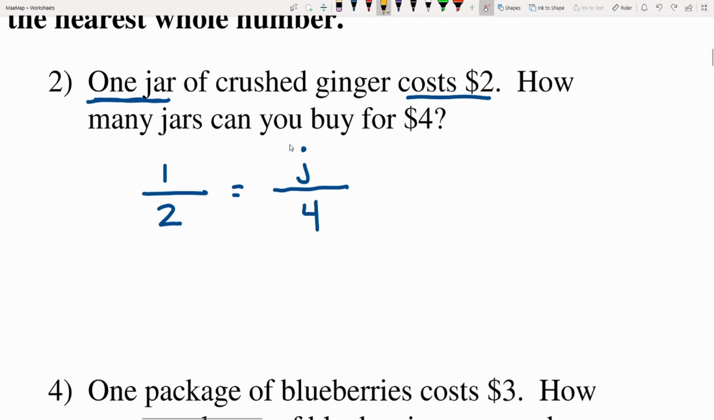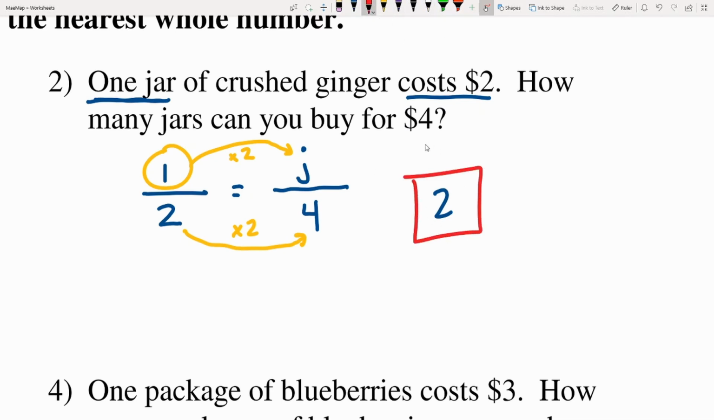And think about it. To go from 2 to 4, how do we get there? And when I say that, I mean either multiplying or dividing, not adding or subtracting, only multiplying or dividing. To go from 2 to 4, we need to multiply by 2. So in order to get j, we're also going to multiply by 2, and we're going to multiply 1 by 2. So 1 times 2 will give us 2. So 2 jars is the amount of jars we can get for $4.